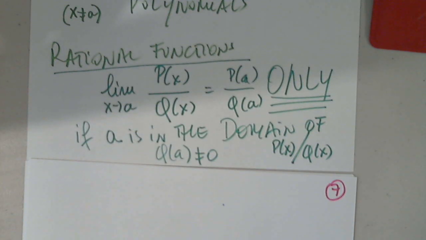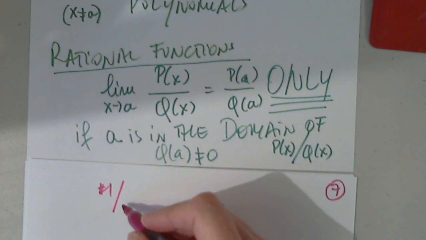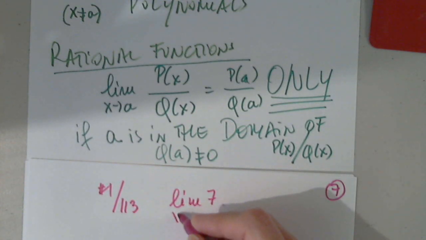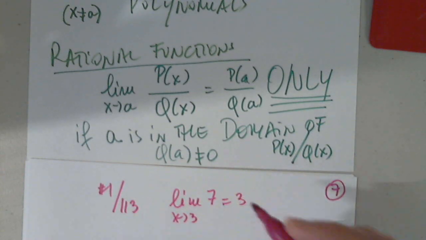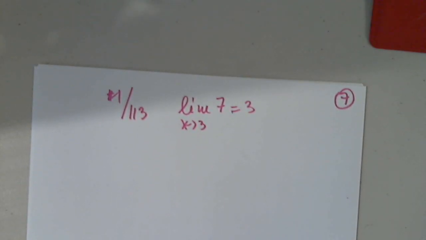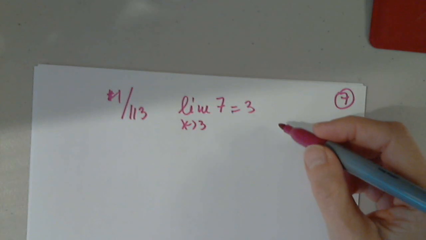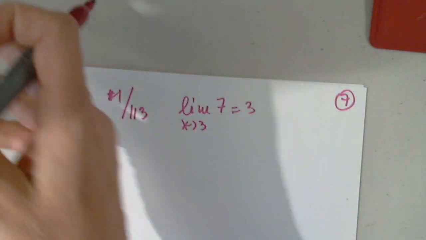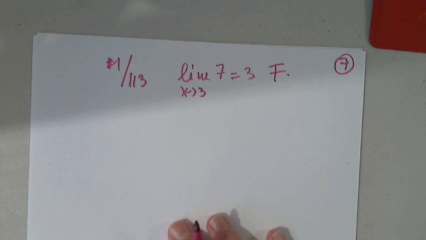Okay, so here's the first question, number 1. We are on 113. And this is the limit of 7 as x approaches 3. They say this is 3. Is that acceptable? Is that true or false? Anyone? Of course. Thank you very much.